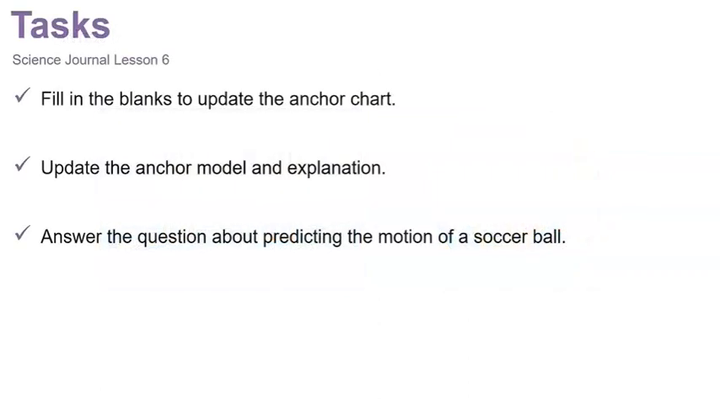Let's review your tasks for today. First, fill in the blanks to update the anchor chart. Second, update the anchor model and explanation. Third, answer the question about predicting the motion of a soccer ball.